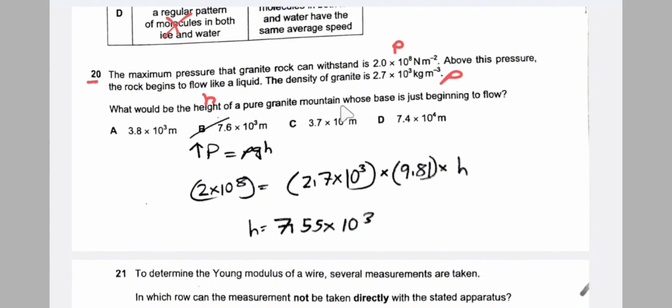For this question, we know the pressure, we know the density. So we can use pressure is equal to rho g h, where we know the value of pressure, we know the value of density, and we need to find the value of height, and we know the gravitational field strength, that is 9.81. After substituting the values, we get the height as 7.55 into 10 to the power 3, that is 7.6 into 10 to the power 3 meter.